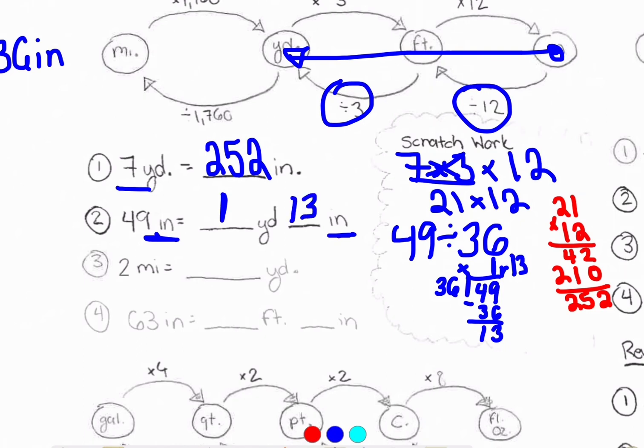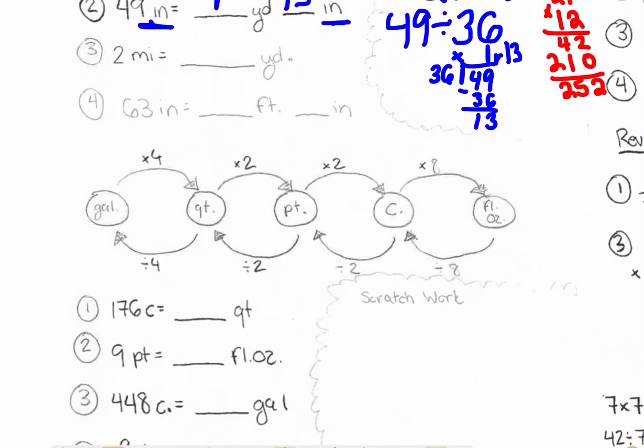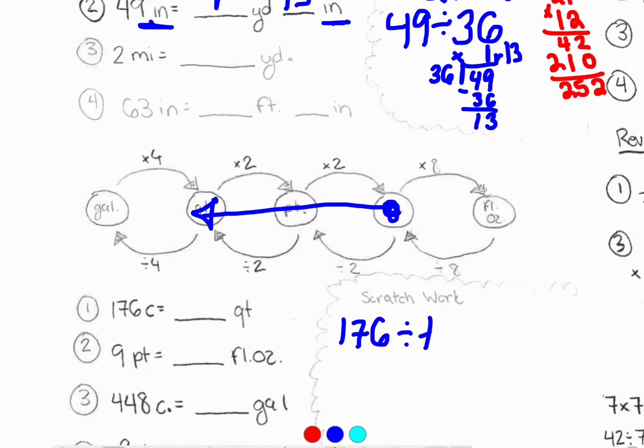Now let's get, it's not labeled, but this is capacity. This has a lot to do with liquid. So that's why you have fluid ounces. And I'm going to do the first two. I'm going from 176 cups. Oh my, that's a lot of cups. And I'm going to quarts. Instead of doing 176 divided by 2, then divided by 2, I'm going to combine my 2's, and 2 times 2 is 4. So I'm going to do 176 divided by 4.